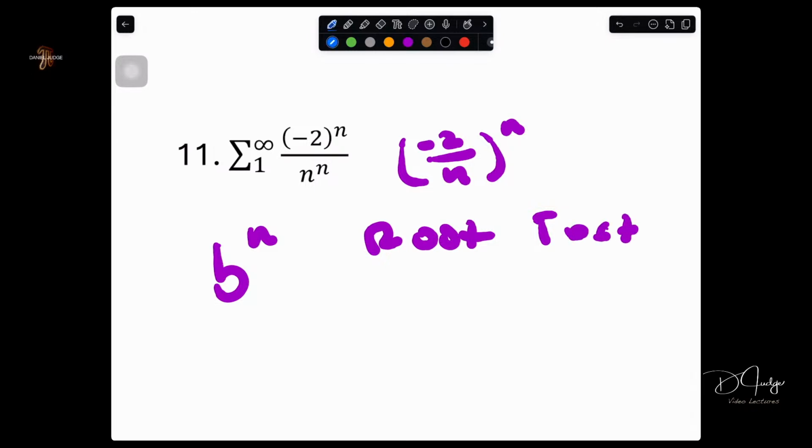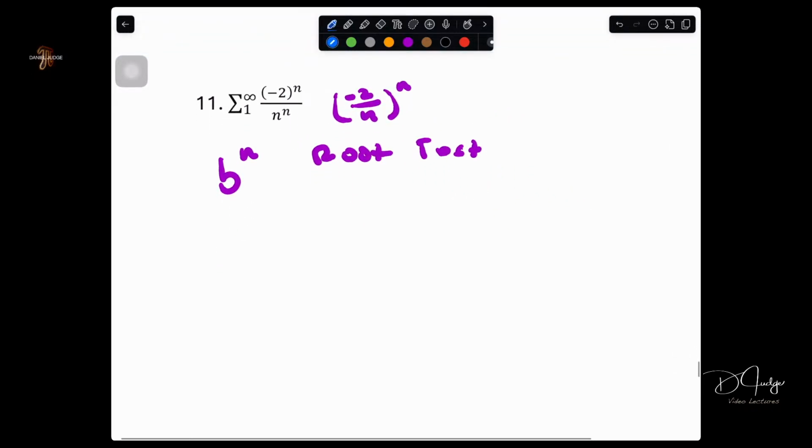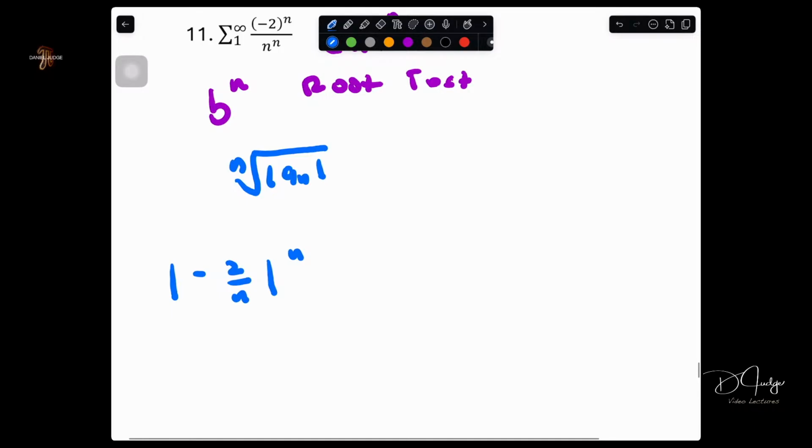So by the root test, we need the absolute value. Remember, the root test looks at the nth root of the absolute value of a_n. So I need the absolute value of a_n here.